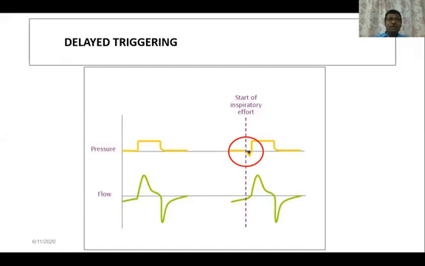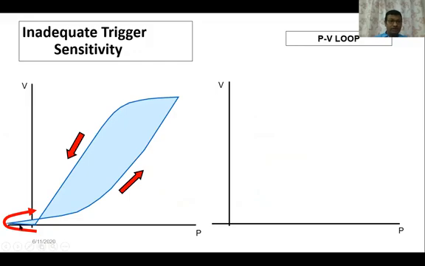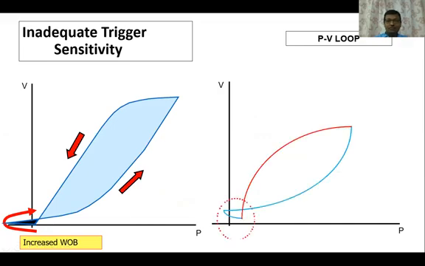Again, delayed triggering can be because of inadequate trigger sensitivity, which you can make out on a pressure volume loop. If you can see here, the patient's inspiratory efforts reduce the pressure well below the PEEP and trigger the breath. So there is a lot of work of breathing. And once you adjust the trigger sensitivity, you can see minimal patient effort is required to initiate the breath.